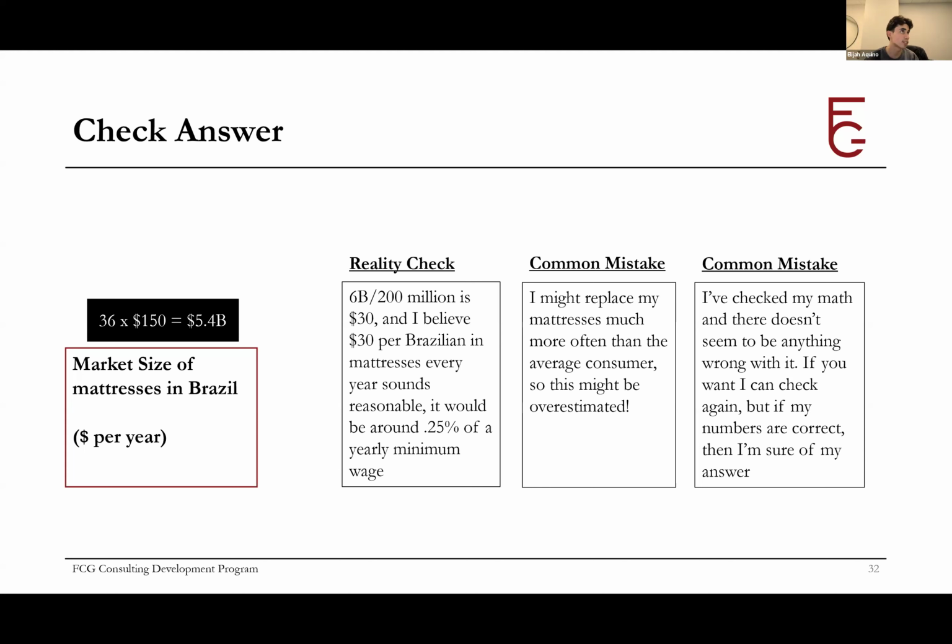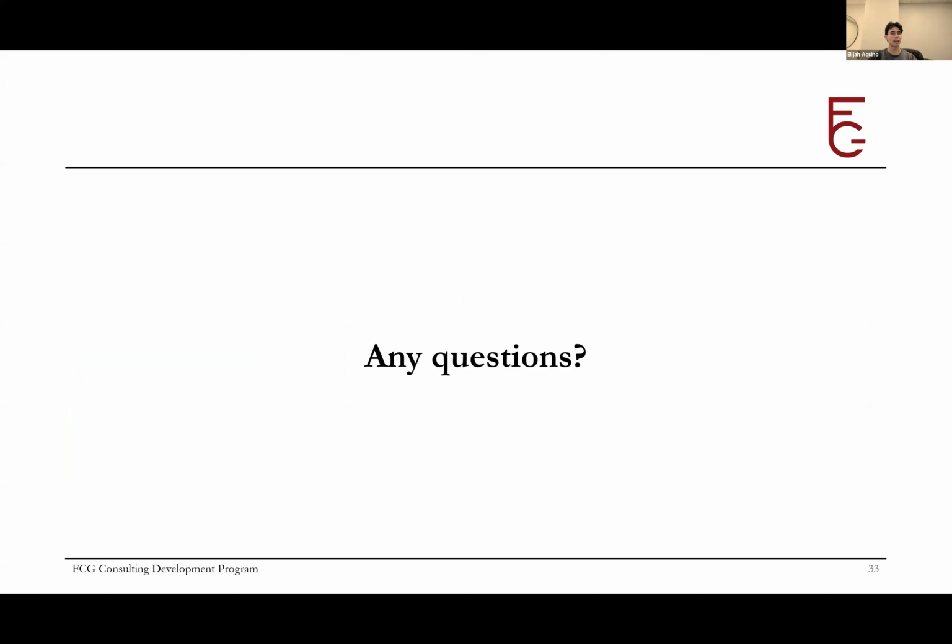So she brought up prices per bed. She also talked about how many beds per person. So that could have been something that really affected the model. So good points that you brought up there. Are there any questions? I'm done here.